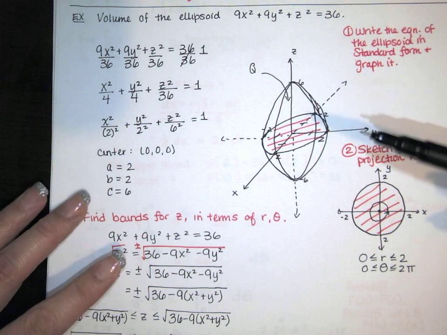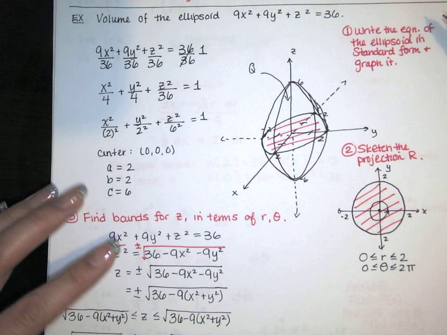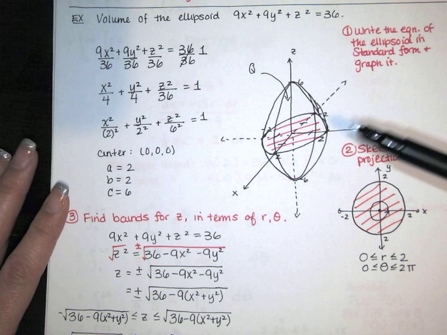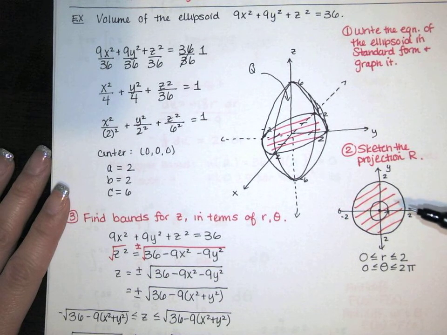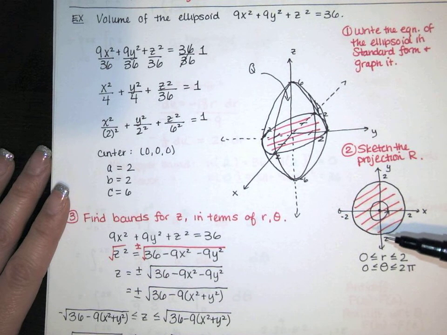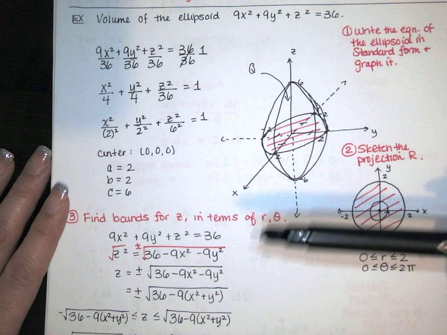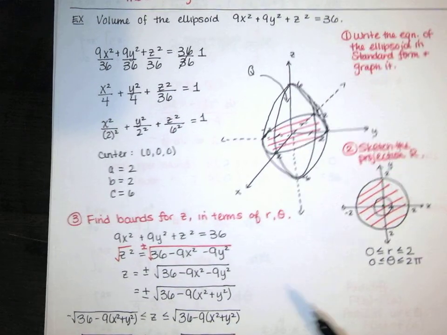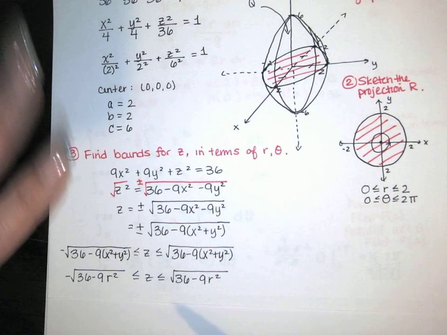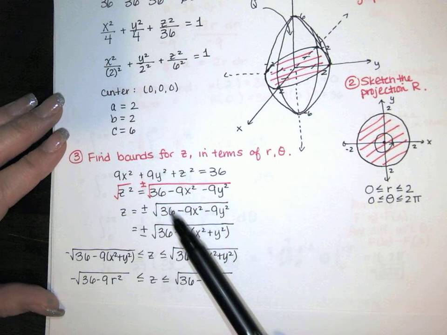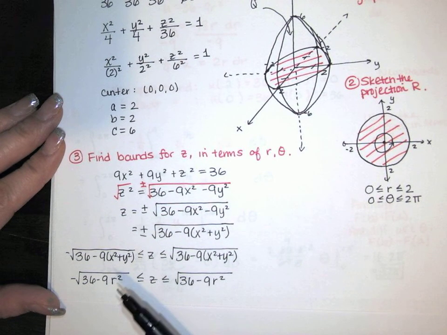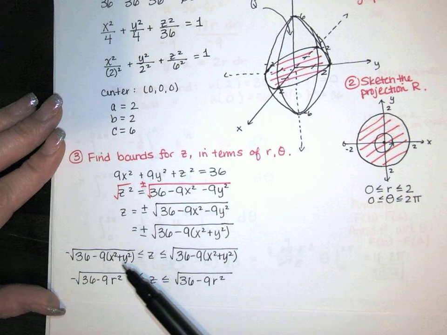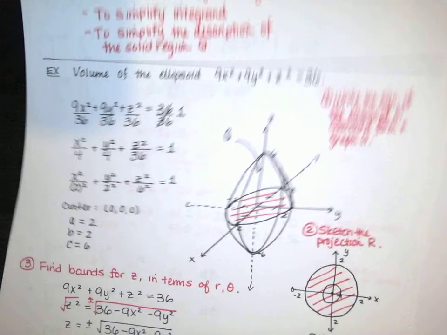All right. So we wrote the equation of the ellipsoid in standard form. We graphed it. We sketched a projection onto the xy plane, and we got this. And then over here, we found the bounds for z. So z goes from this function to this function, and we just found those functions by solving the equation for the ellipsoid for z. And then we wrote those in terms of r and theta by replacing x squared plus y squared with r squared.